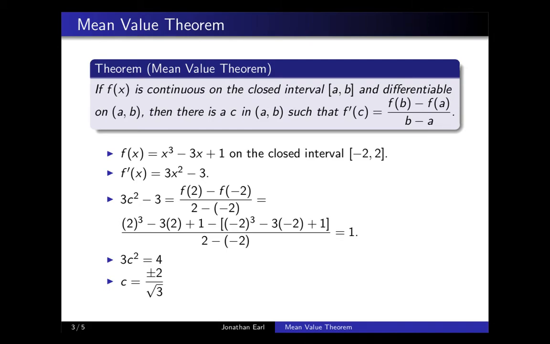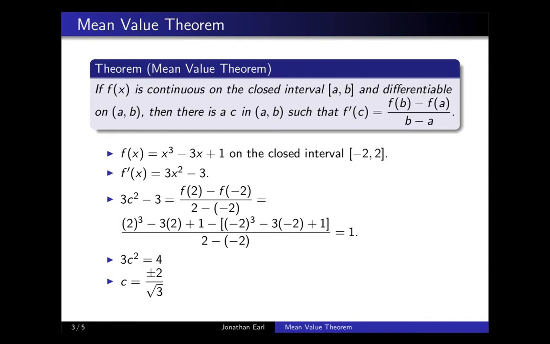We'll evaluate that at some point c, so we get 3c squared minus 3, and we'll set that equal to the slope of the secant line connecting the endpoints, so the values where x is minus 2 and also 2. So we get f of 2 minus f of minus 2, all divided by 2 minus minus 2, and expanding things out, the right side of that expression is going to be 1. So adding the 3 to both sides, we get that 3c squared equals 4, and solving for c, we get that c is equal to plus or minus 2 over the square root of 3.